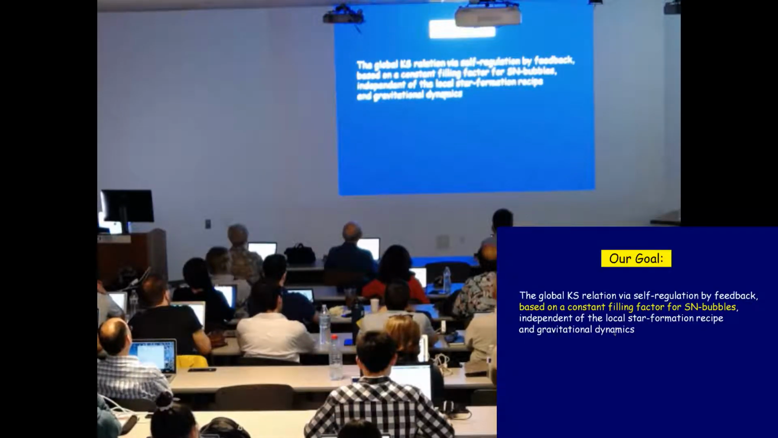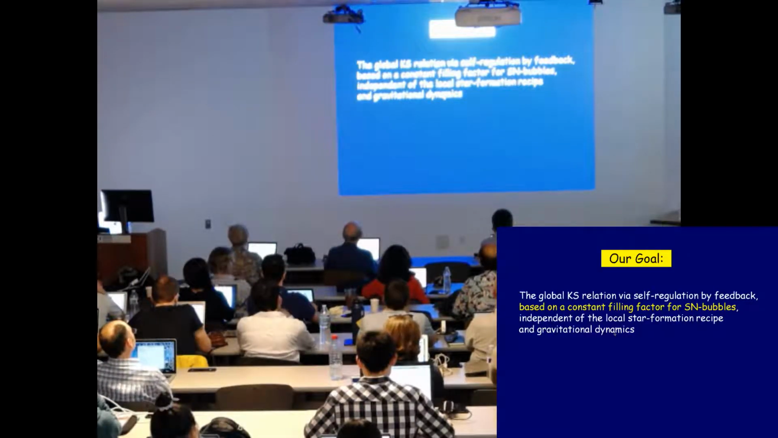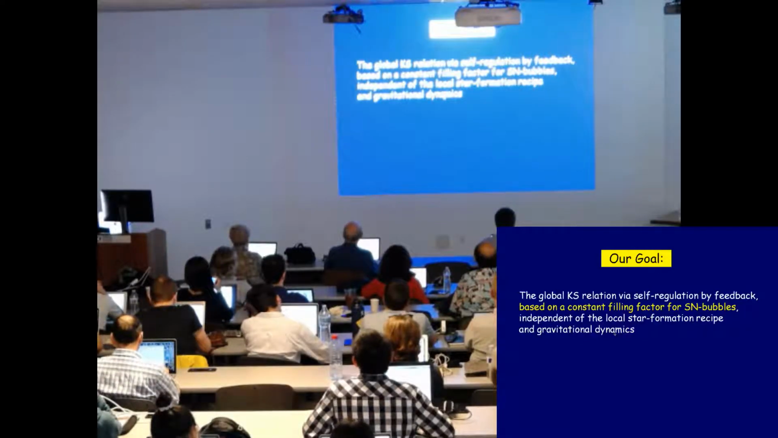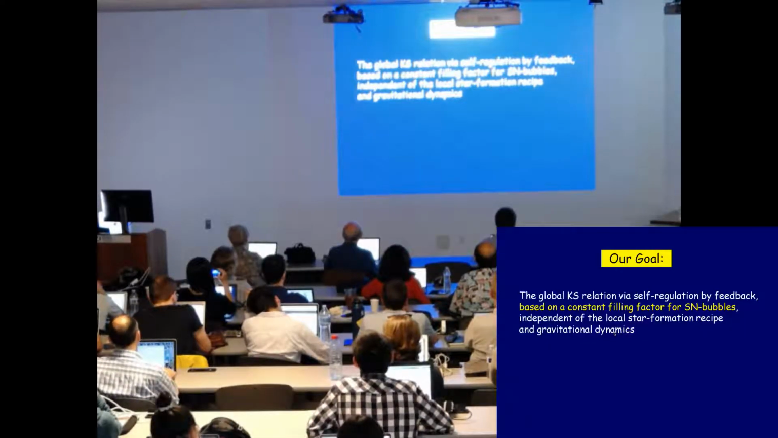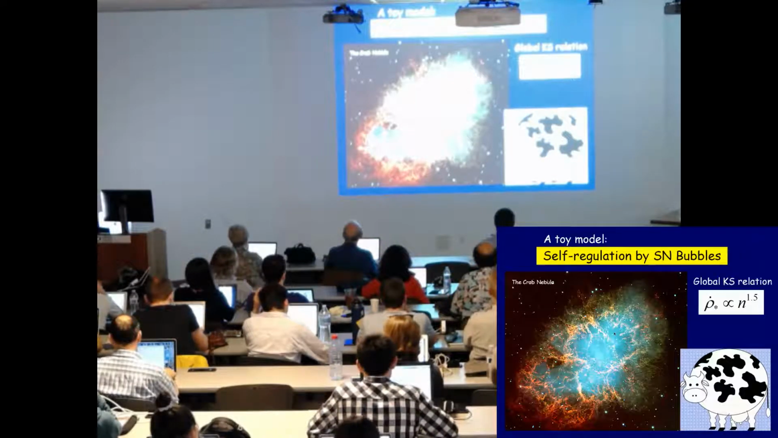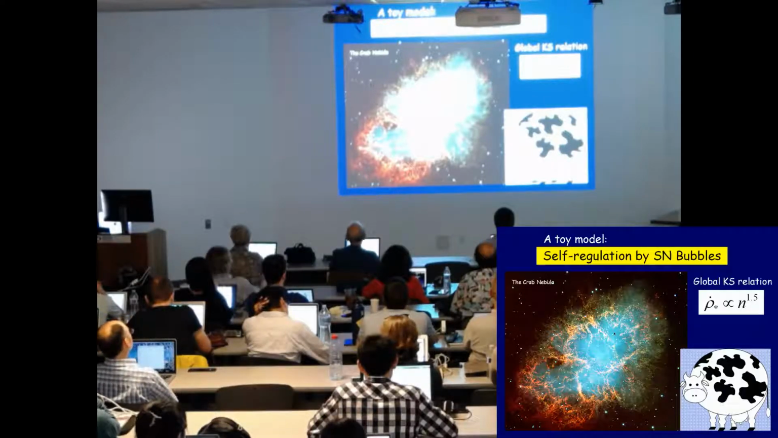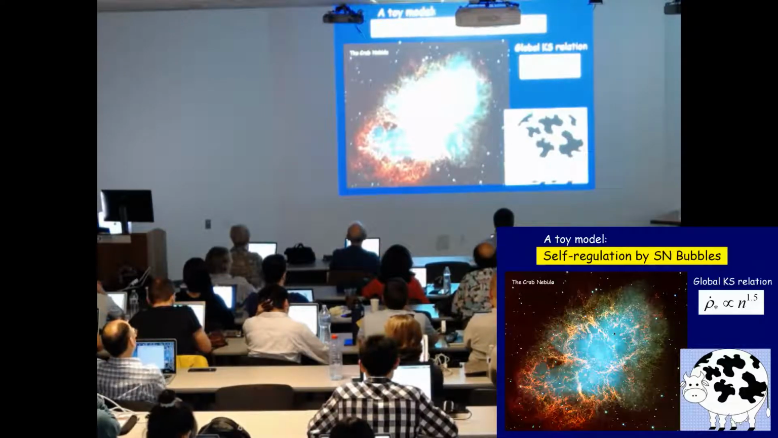My goal here is to get the global Kennicutt-Schmidt relation via self-regulation by feedback, in particular based on a constant filling factor for supernova bubbles, which I'll explain in a second. And the great virtue of this is that it's independent of the local star formation recipe and even independent of gravity. Just supernova feedback, basic physics. So I'm just trying to explain a relation of this sort without going into all the details, molecular gas, this gas, that gas. This will be secondary to my toy model.